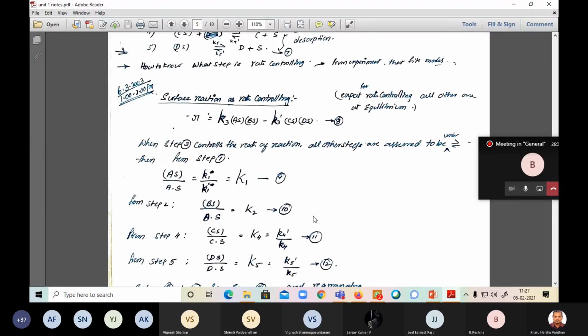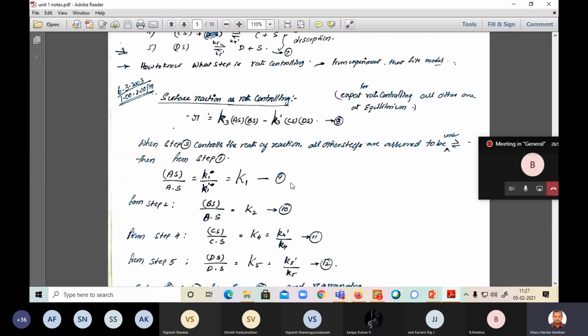No doubt. Now, can we write AS? We know what AS is, right? From the ninth equation, AS is nothing but K1 into A dot S. Like that, BS is nothing but K2 into B dot S. Like that, CS is nothing but K4 into C dot S. DS is nothing but K5 into D dot S.